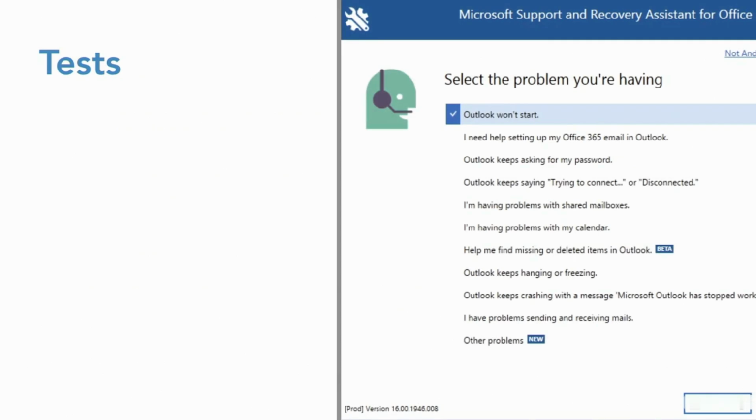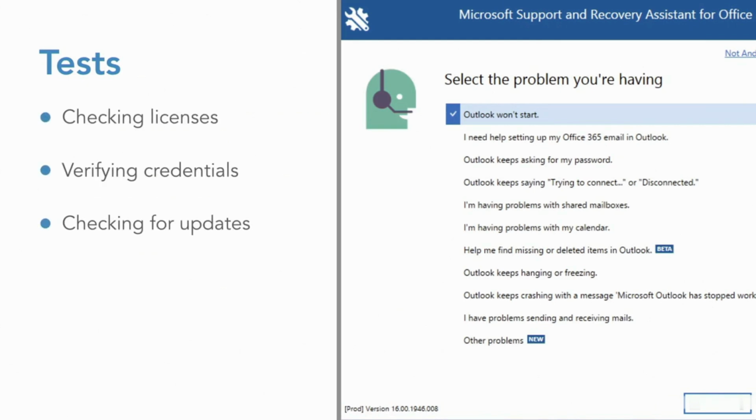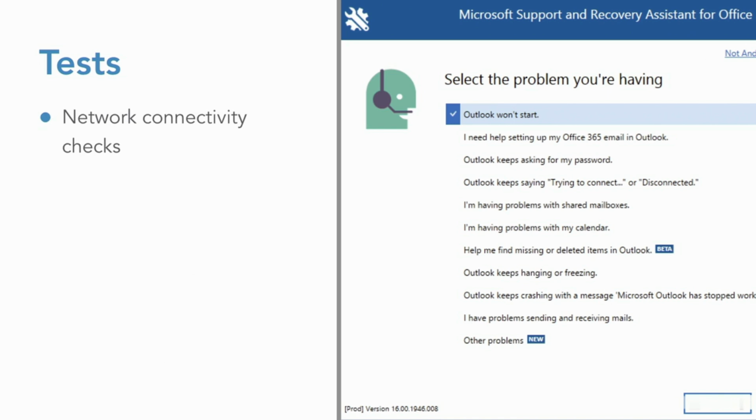The tool can help to automatically diagnose and fix a range of Office 365 problems, including checking licenses, verifying users' credentials, checking for updates to Outlook client software, checking authentication, performing network connectivity tests to the Office 365 servers, and carrying out firewall protocol checks.